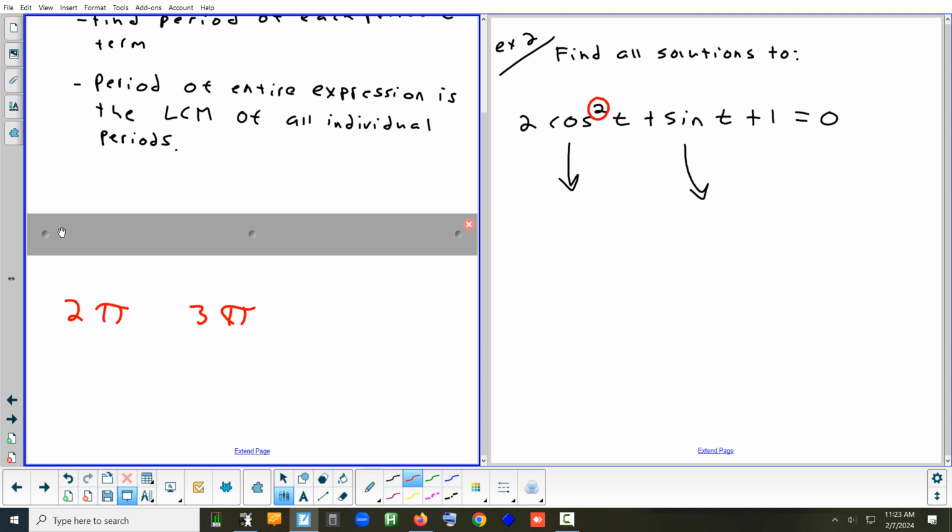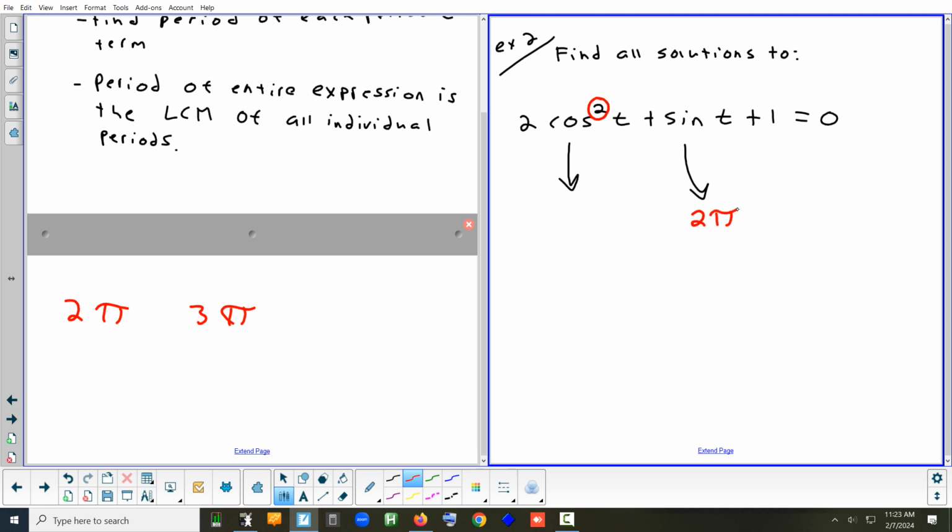What's the period of sine t? Just regular sine, no transformations at all. Yep, 2 pi. Now, we don't know a lot about cosine squared. We've never graphed it. We don't even know what it looks like. But does this 2 have any effect on the period of what function comes after it?